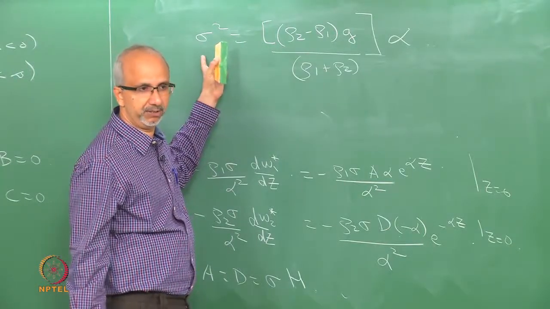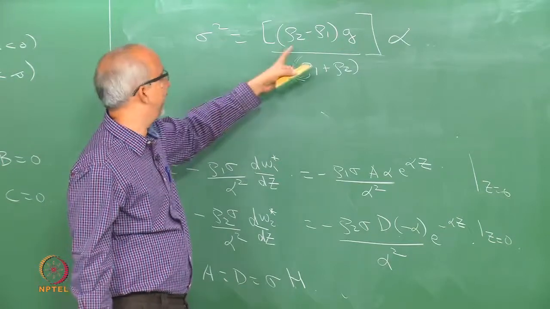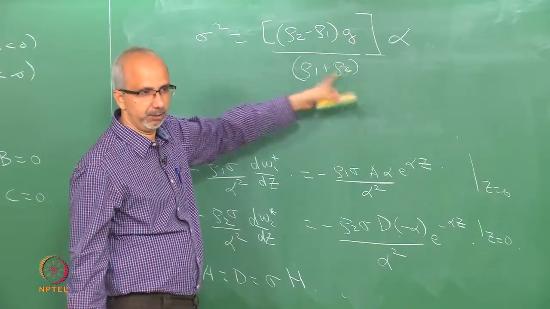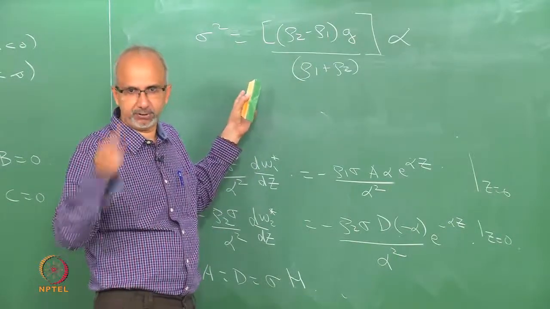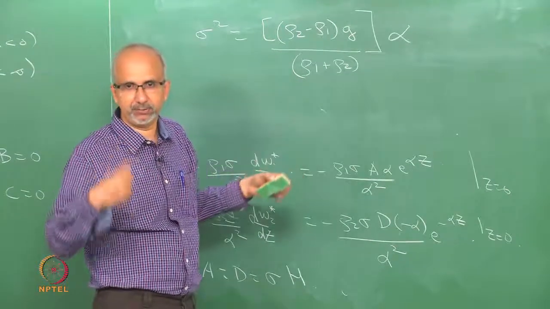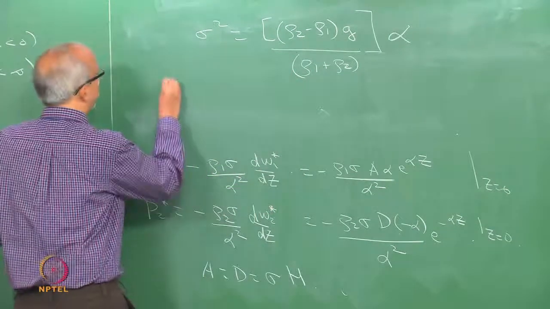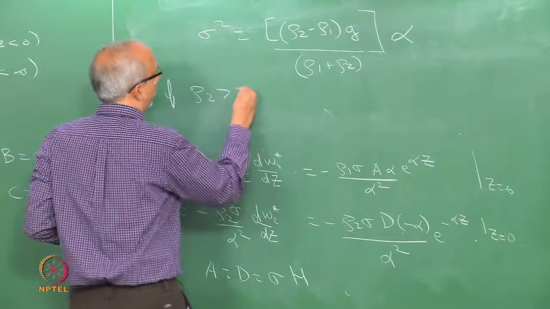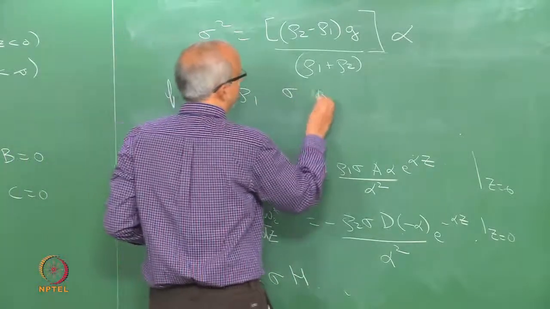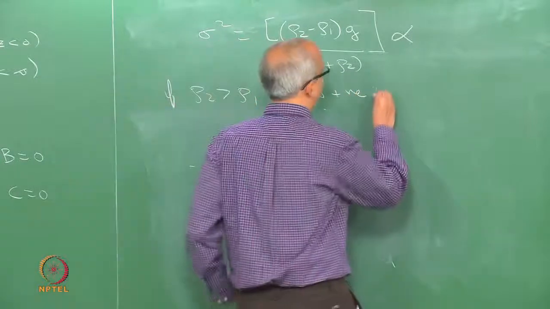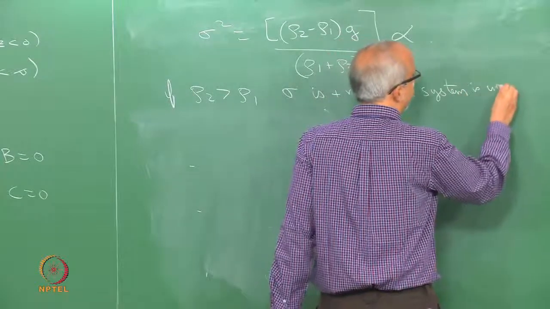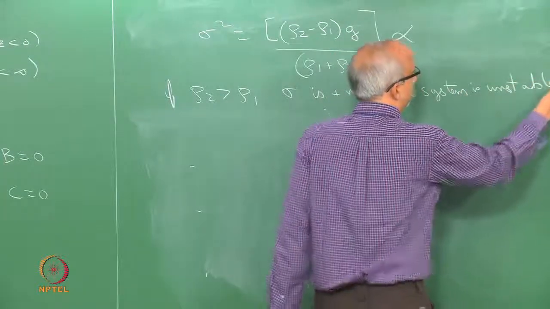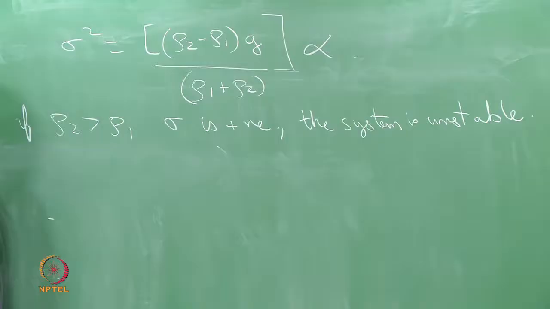this remember is the growth rate of the disturbance. If rho 2 is greater than rho 1, this is positive, and you would have a positive value for the growth rate when you take the square root. One will be positive, one will be negative. Okay. So if rho 2 is greater than rho 1, sigma is positive. The system is unstable.